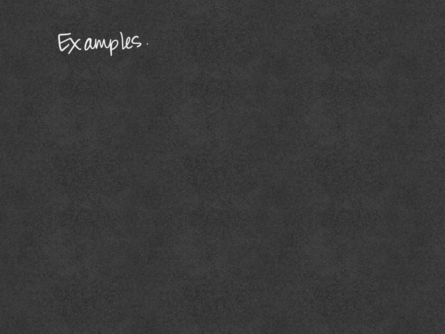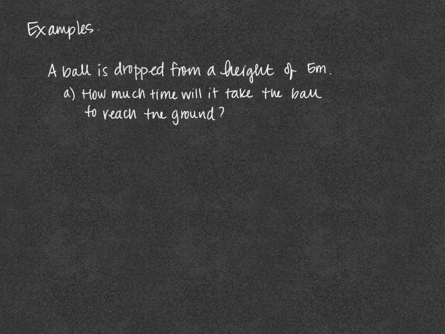Let's do some examples. First, a ball is dropped from a height of 5 meters. How much time will it take the ball to reach the ground? I'm given that it's dropped, so that means that my initial velocity is 0 from a height of 5 meters.